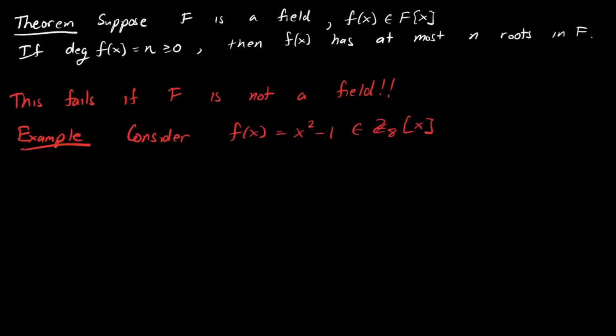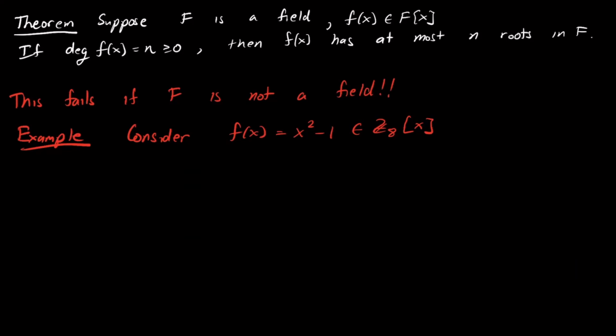So the one example I'd like to actually talk about is where this theorem fails. You might ask, is it necessary for F to be a field? Well, the answer is going to be yes. If we're not working in a field, let's see what happens. I'm going to consider this example. f of x is x squared minus 1, and this is a polynomial where we're viewing the coefficients as elements of Z8. So Z8 is not a field, right?